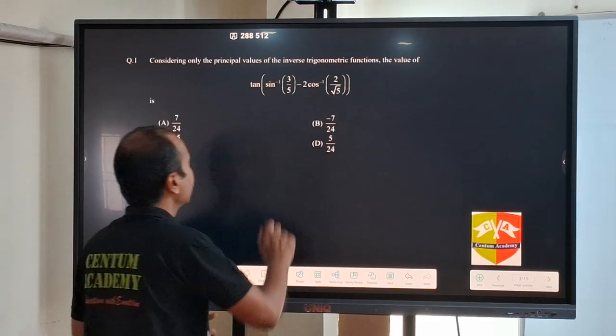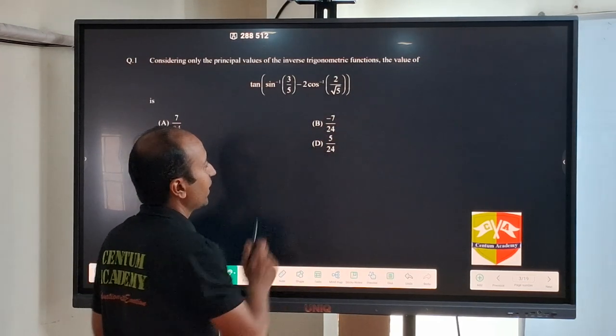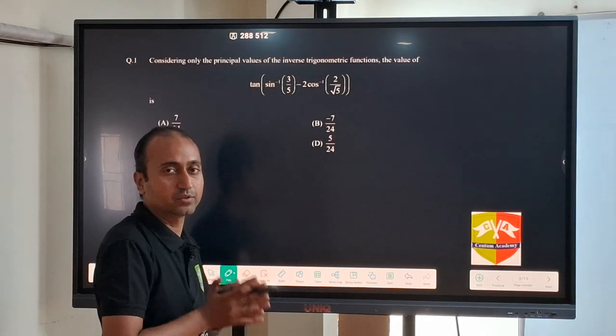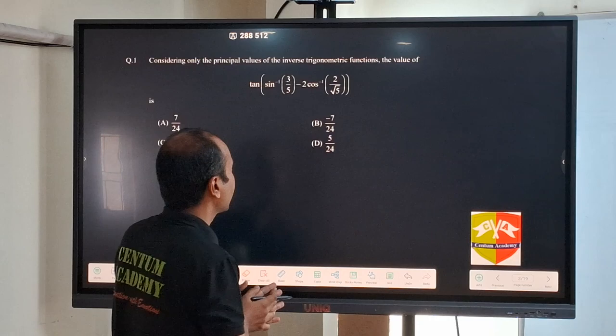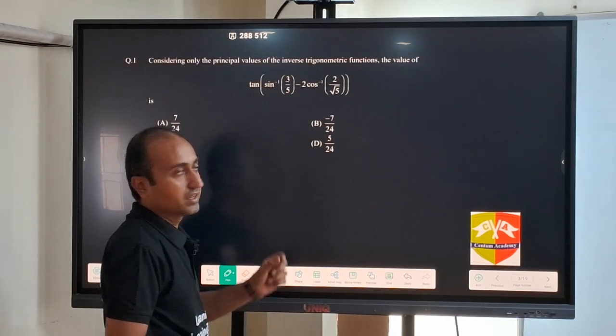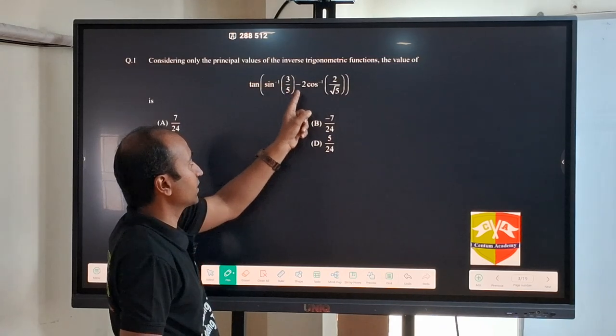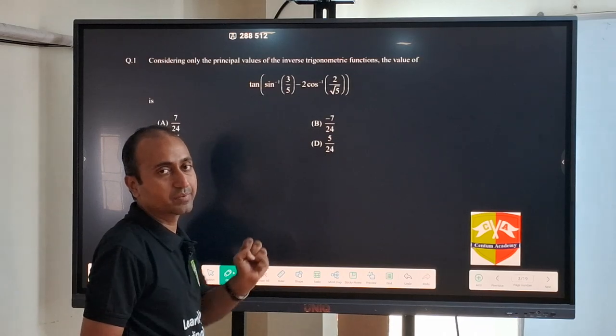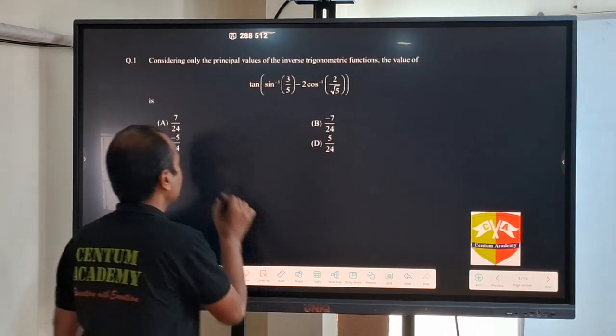And we have to find the principal value of this expression. The ideal way to solve such questions is we convert everything to tan inverse only. And you know how to interconvert. Suppose we have sine inverse 3 by 5. So what will it be in terms of tan inverse? Imagine a right angle triangle whose perpendicular is 3 and hypotenuse is 5, then base will be 4. So tan theta will be 3 by 4. So it will be tan inverse 3 by 4.